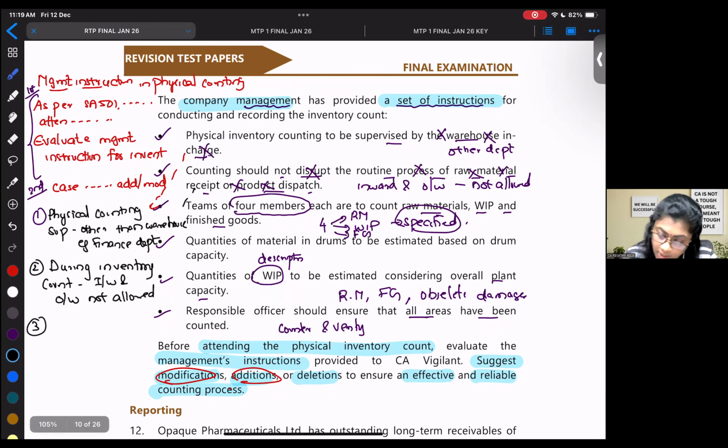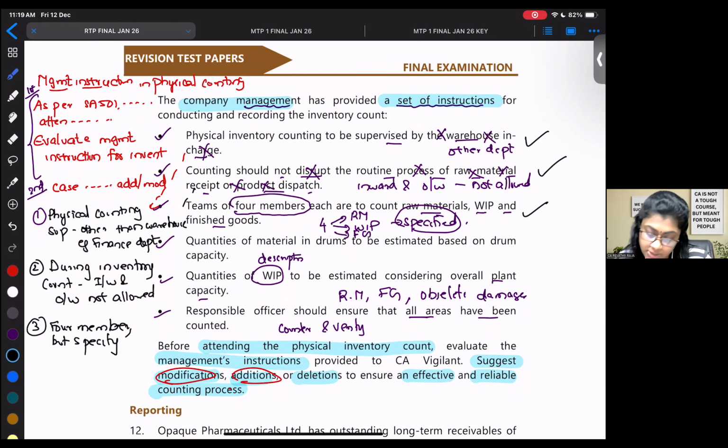Third, what is the third? Four members. They said four members, but they should specify which member should do what. Like that, for each of these, you should sit and write, as we discussed here.